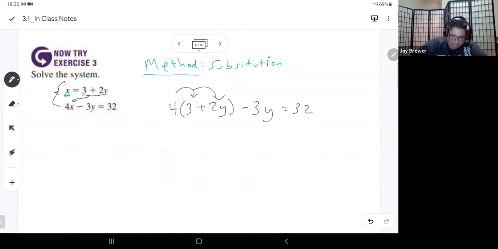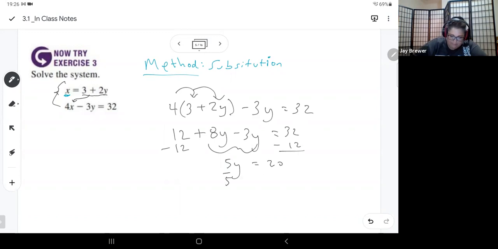All right. So that's 12, 8y minus 3y equals 32. So that gives us, let's do the minus 12 here. And this gives us 5y right here. So 5y equals 20, divided by 5, divided by 5. So we have y equals 4.